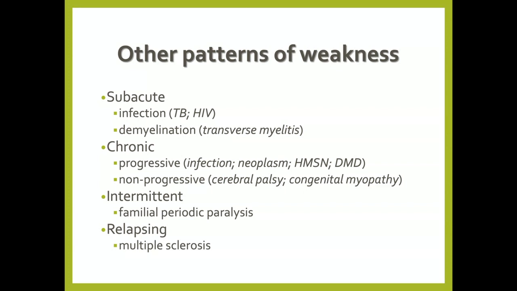Or if it's progressive, we think about things like infection, neoplasia, some of the degenerative disorders such as Duchenne's, hereditary motor sensory neuropathy. We spoke about spinal muscular atrophy. And then there's a condition called familial periodic paralysis associated with hypokalemia, which can present with intermittent weakness. And then the pattern of relapsing, remitting weakness is typical of multiple sclerosis.